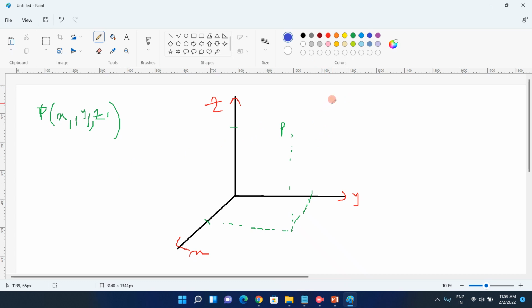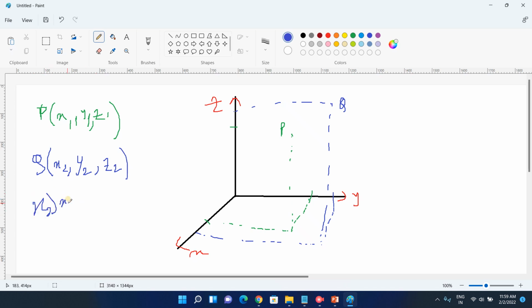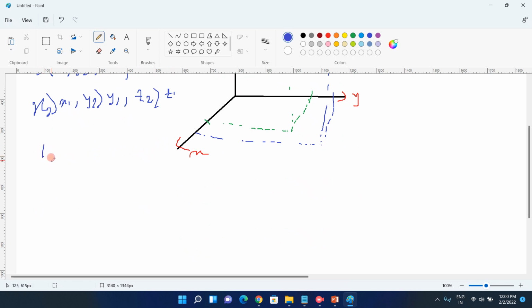Now if I take another point Q, which has values x2, y2, z2, it is observed that x2 is greater than x1, y2 is greater than y1, and z2 is greater than z1. Suppose the values for point P are 1, 2, 3, then point Q is 4, 6, 8.